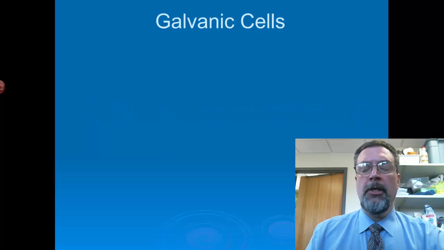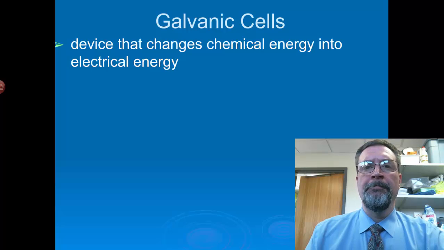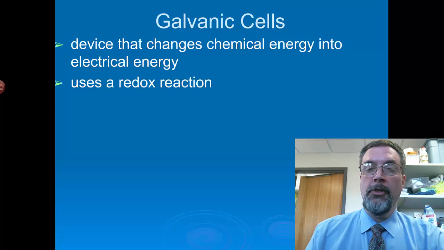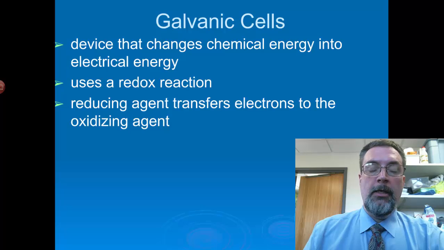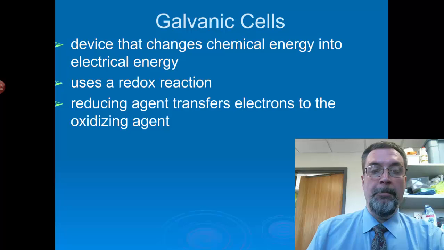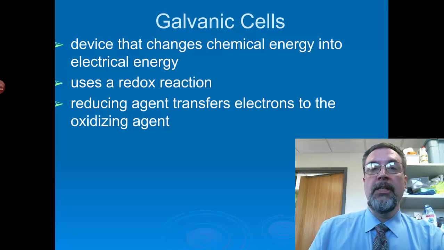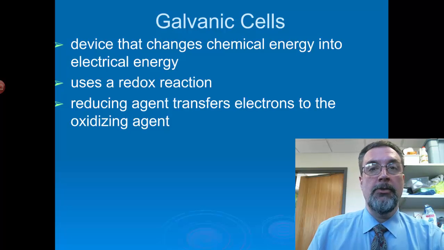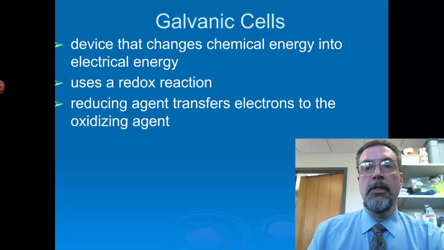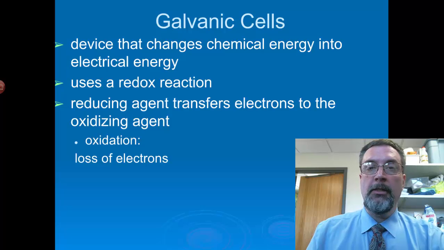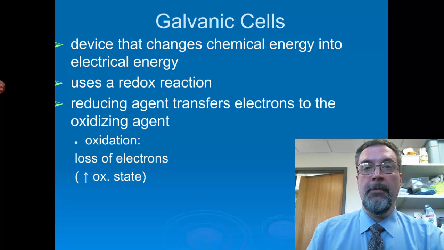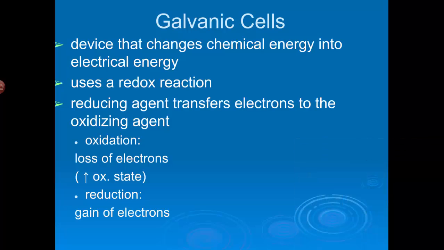Okay, we'll start by talking about a galvanic cell. A galvanic cell is a device or a setup that changes chemical energy into electrical energy. It's essentially using a redox reaction. You have the reducing agent, which is the thing that actually is oxidized, so it loses electrons. It transfers electrons to the oxidizing agent, which gains them and is reduced. Remember that oxidation is loss of electrons, oxidation state becomes more positive, and reduction is the opposite of that.